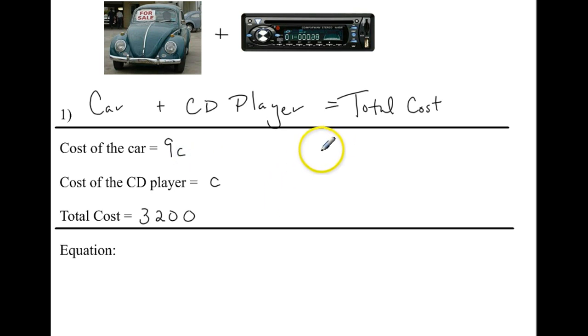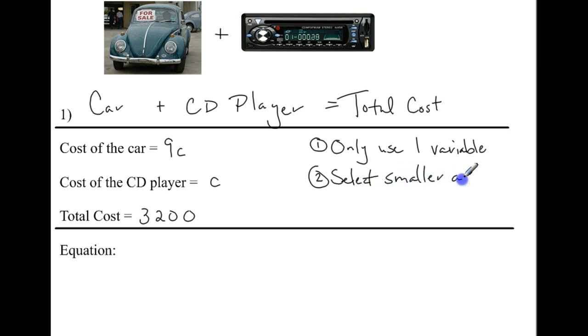So two things to remember as you're going through these problems. The first one is to only use one variable. If there are two things you don't know, use that one variable in a different way to represent your total or your other unknown value. The second thing is, in general, select the smaller amount as your variable. It will make your life a whole lot easier.